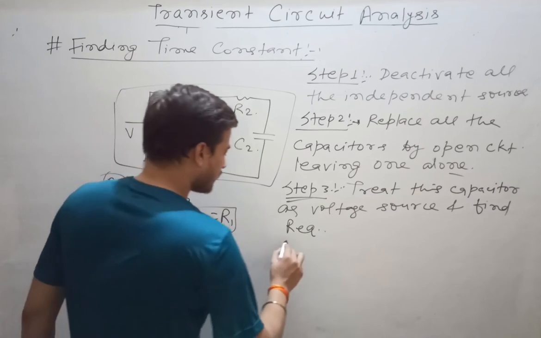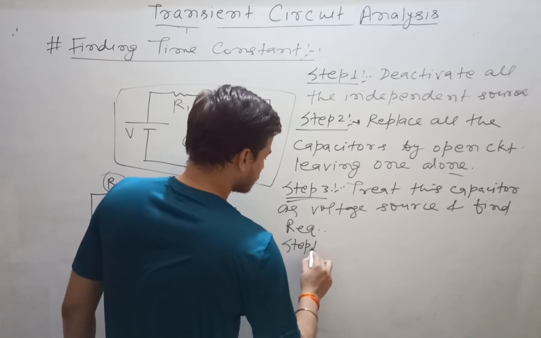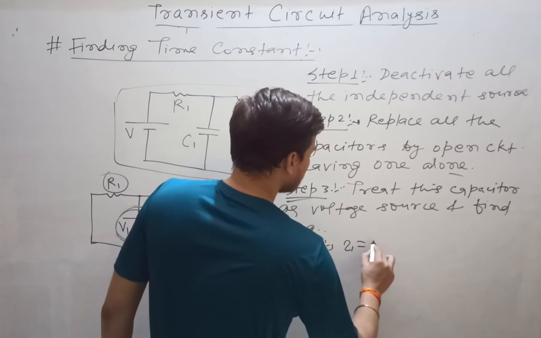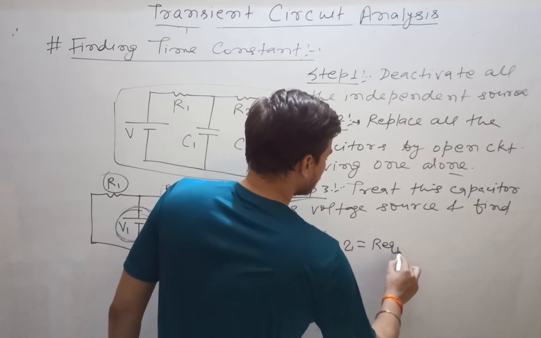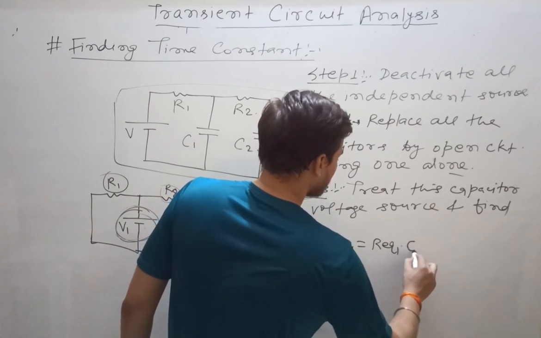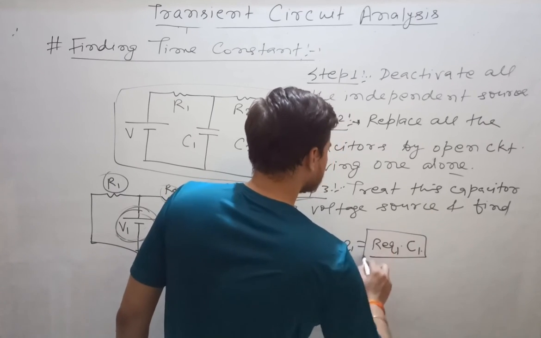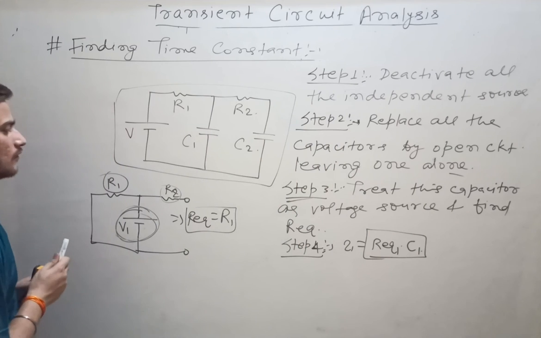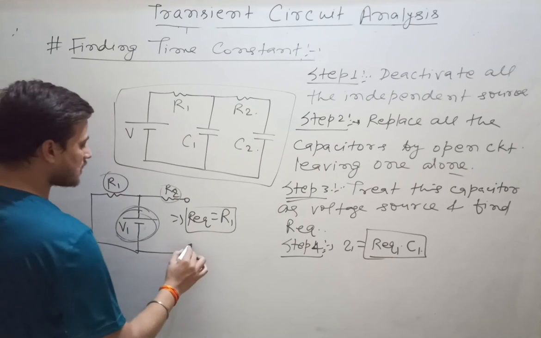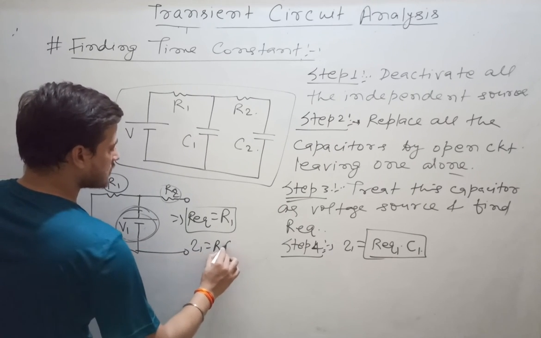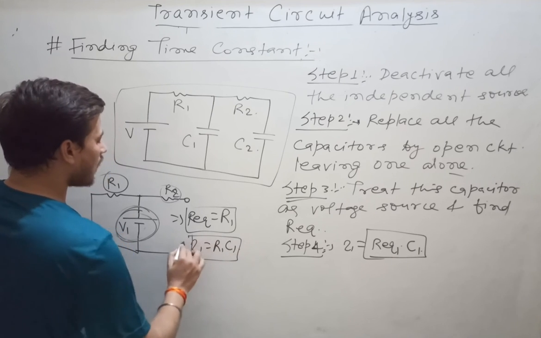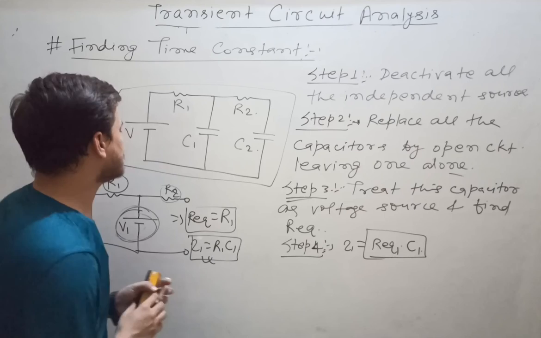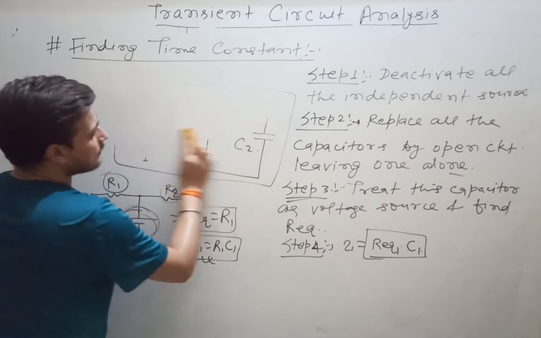Step 4: tau 1 will be equal to R equivalent 1 into C1. That means here tau 1 is equal to R1 C1. Clear? Tau 1 is equal to R1 C1. Next, step 5.